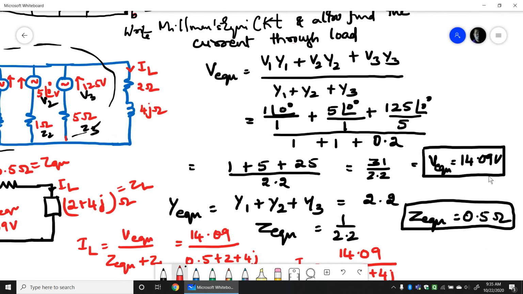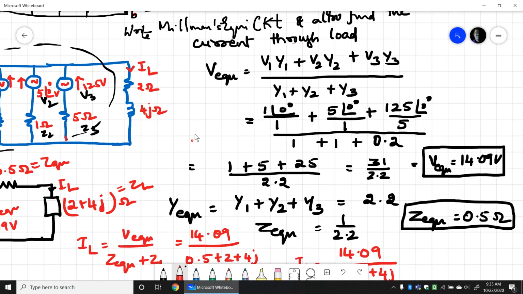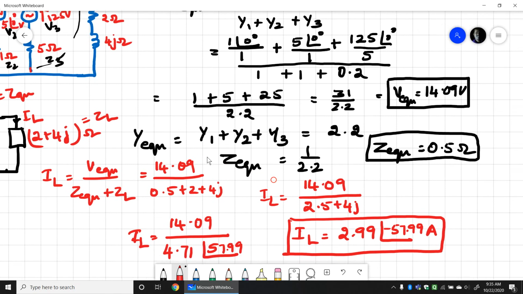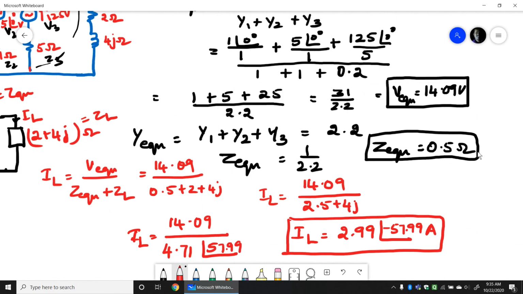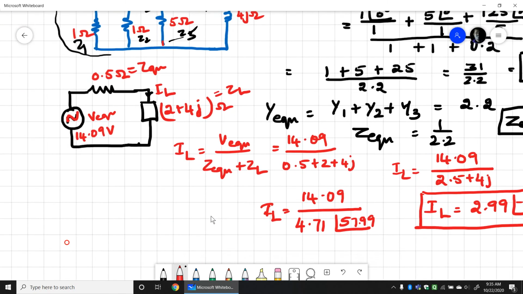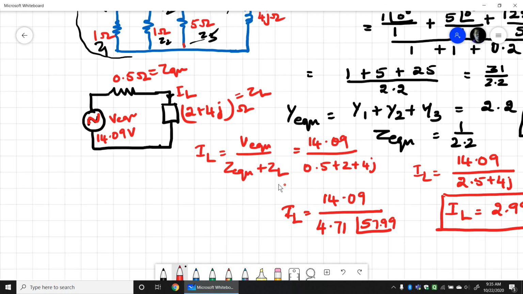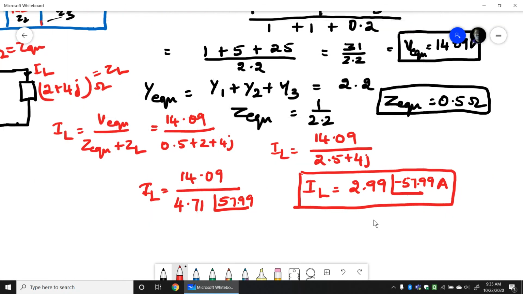With this I found 14.09 is V equivalent, and we have already found Y1 plus Y2 plus Y3, which is 2.2. Therefore, Z equivalent would be equal to 1 over Y equivalent, so I got 0.5 ohms. Now I put that in the circuit, which is Millman's equivalent circuit, where V equivalent, Z equivalent and ZL are all in series. So finally IL is found by using V equivalent divided by Z equivalent plus ZL. Therefore finally I get the current IL to be equal to 2.99 at an angle minus 57.99.